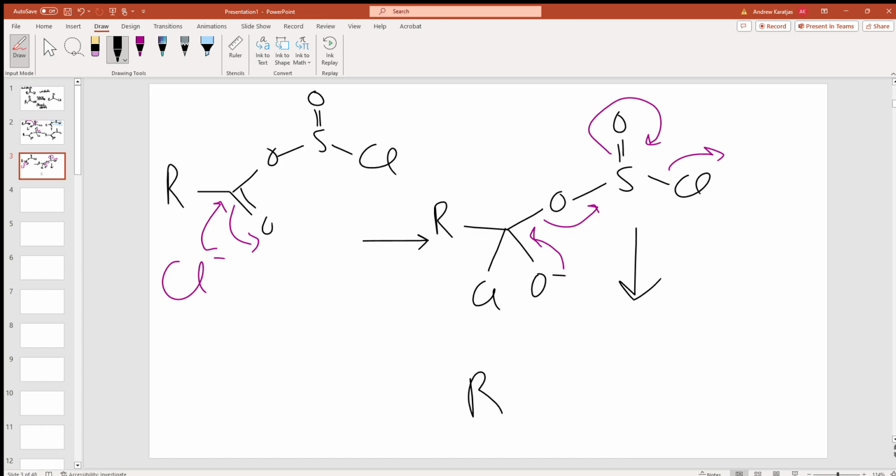So our product here is our acid chloride, which we can then use for further synthesis. And this reaction is helped driven forward by the release of sulfur dioxide, which, as a gas, will make the reaction irreversible.